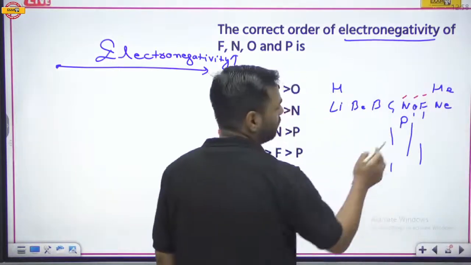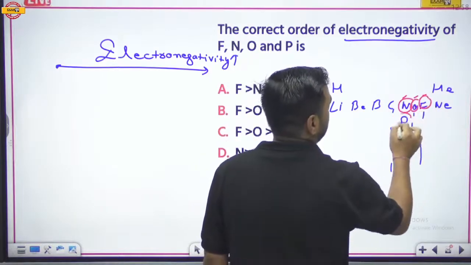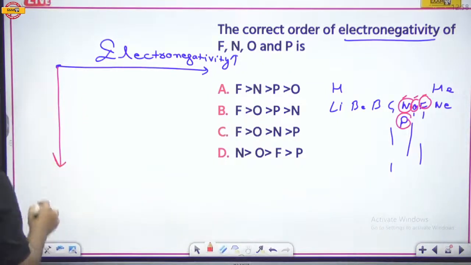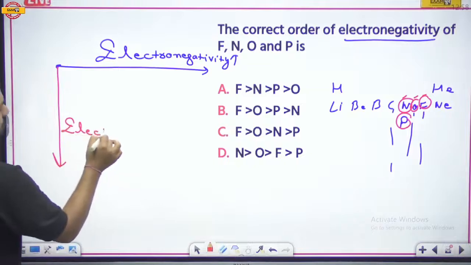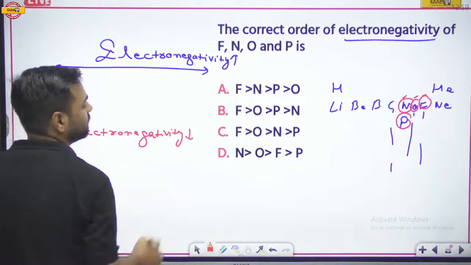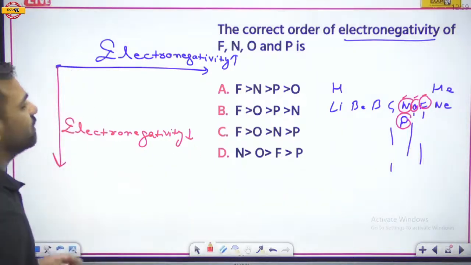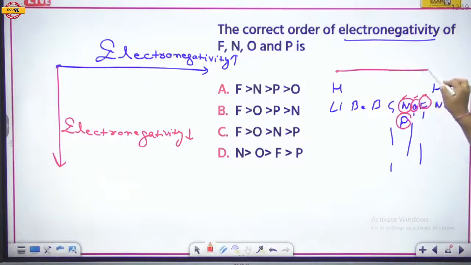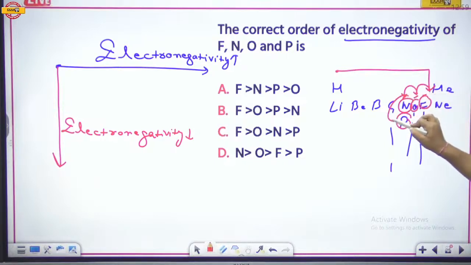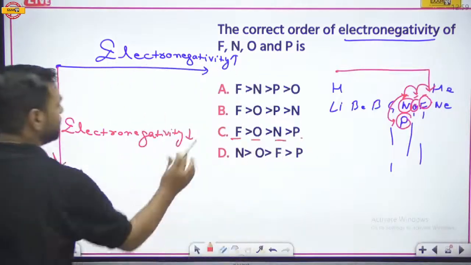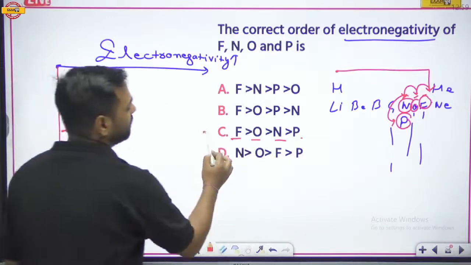When I take red color and try to compare them, I know that if I'm going left to right, electronegativity is increasing. If I go from top to bottom, electronegativity will decrease. So let us check. First of all, from left to right, fluorine will be maximum, then oxygen, then nitrogen, and then phosphorus. So F, O, N, P. Maximum at F. What is the correct answer here? The correct answer is going to be option number C.